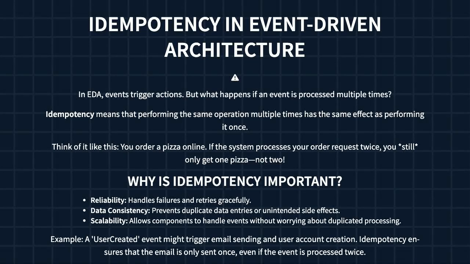Okay, let's talk about idempotency, a really important concept when we're diving into event-driven architecture. Basically, it means you can process an event multiple times without changing anything beyond the initial effect. It's like ordering pizza online. If the system tries to process your order twice, you still just get one delicious pie. Why is this so crucial? Well, EDA systems often rely on asynchronous processing and retries when things go wrong, so idempotency ensures that we don't end up with duplicate actions or data, keeping our systems reliable and consistent. It's a key piece for building scalable and robust event-driven applications.